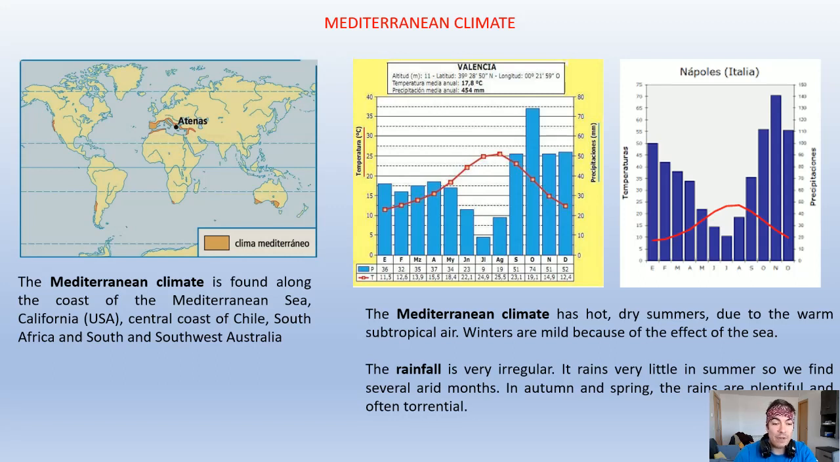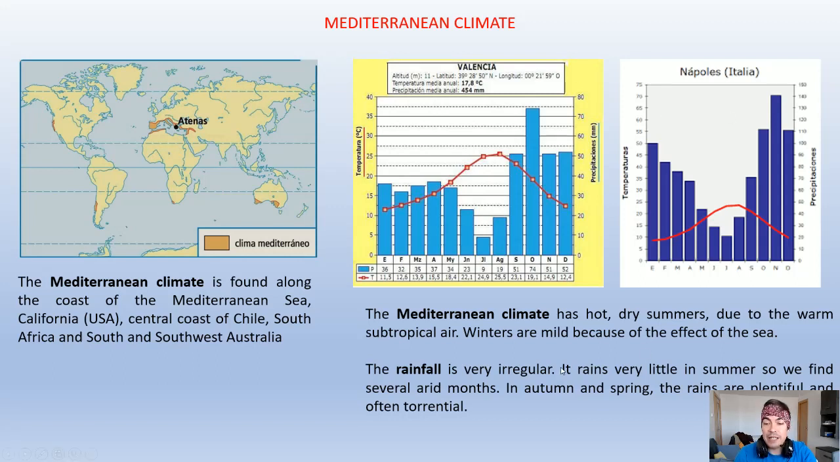This climate is found along the coast of the Mediterranean Sea, which is obvious, in the coast of California, in the west coast of the United States, in the central coast of Chile, here in South America, in this region of South Africa, and in the south and the southwest of Australia. Here you have two examples of climate graphs of the Mediterranean climate, Valencia and Naples in Italy.